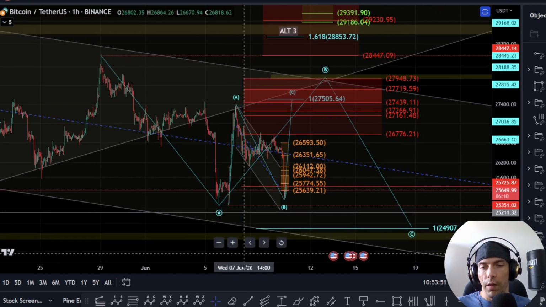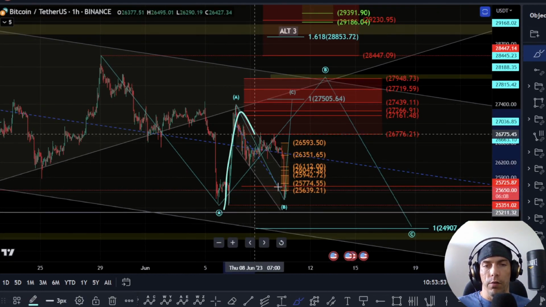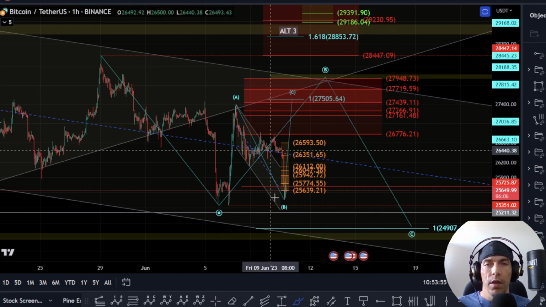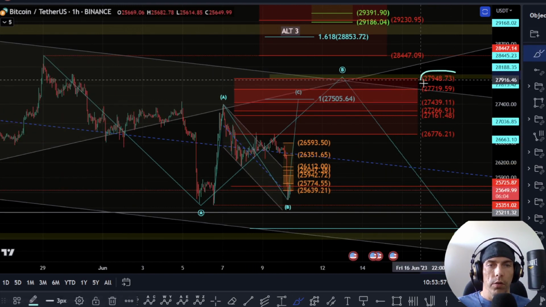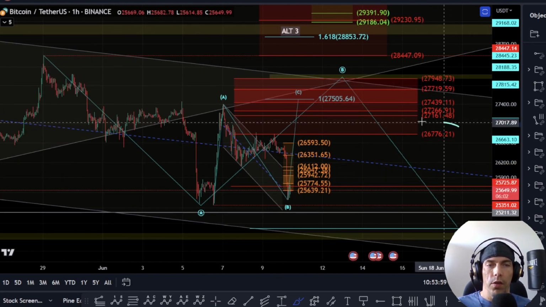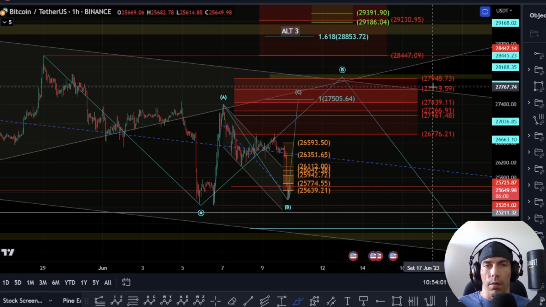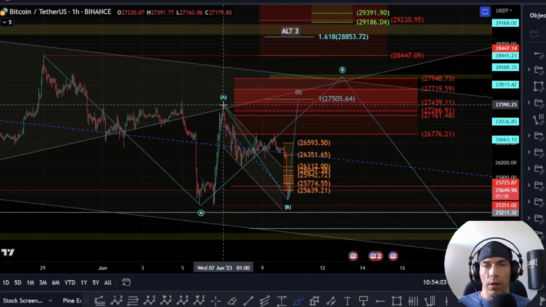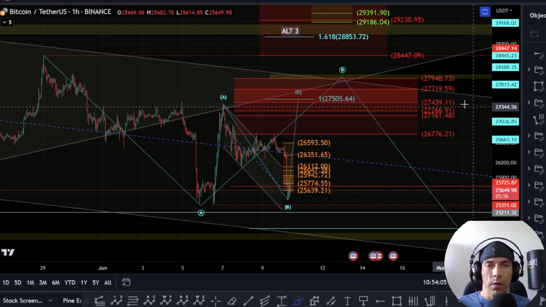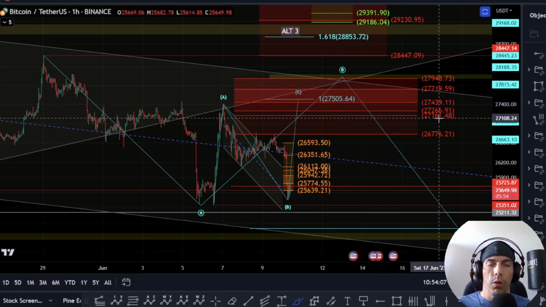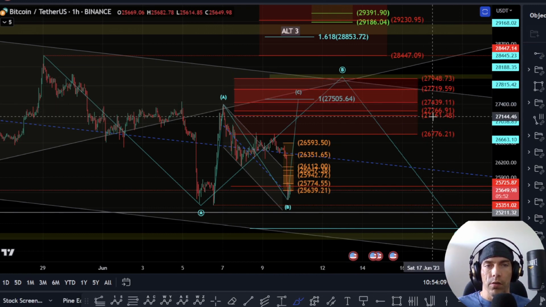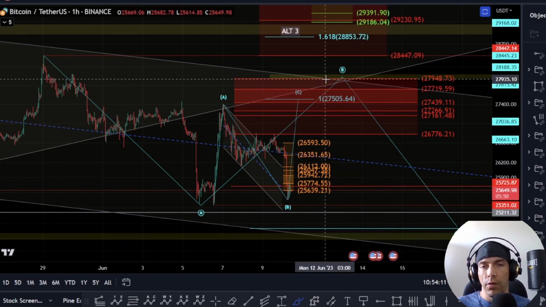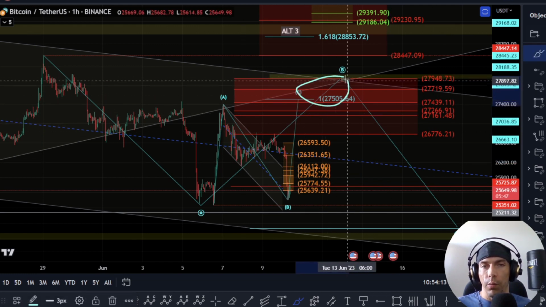Now, this would then tie into the idea of just having a 3-wave move back to the upside here, looking to target out this zone of this 27,948 again. And yeah, I mean, that would be the higher range of this. I'd be looking to at least target out this high. So coming back towards this 27,439 to this 27,948 could tie in with that idea of being within this B wave.